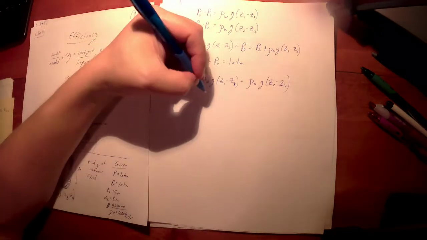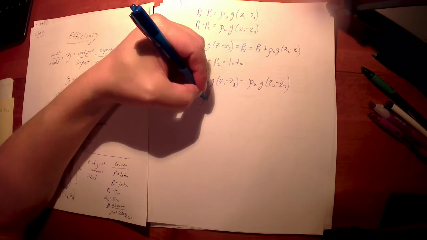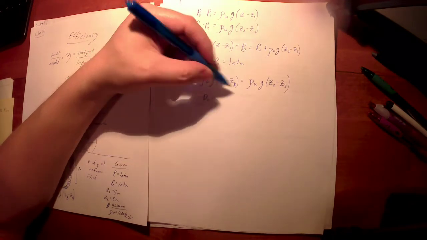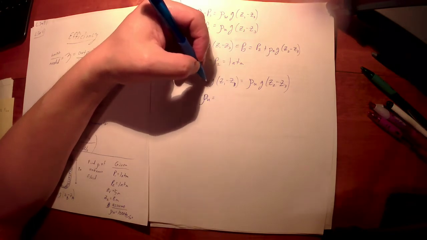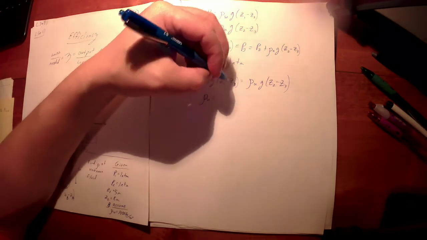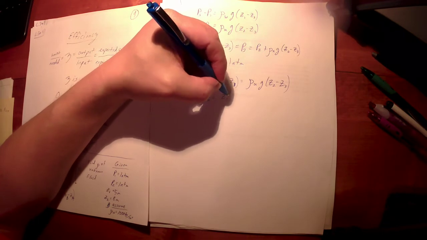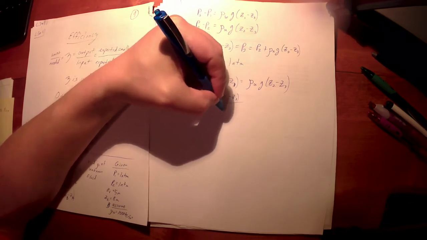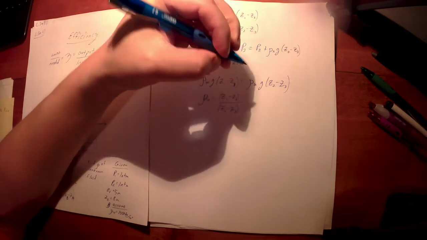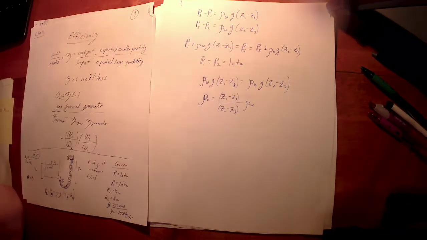And that's one unknown. The unknown density is equal to... the gravities are going to go away. It's the same gravity on both sides, 9.81 meters per second squared, but we don't need the numerical value. I'm going to rewrite it this way: Z1 minus Z3 divided by Z2 minus Z3, multiplied by the density of water.